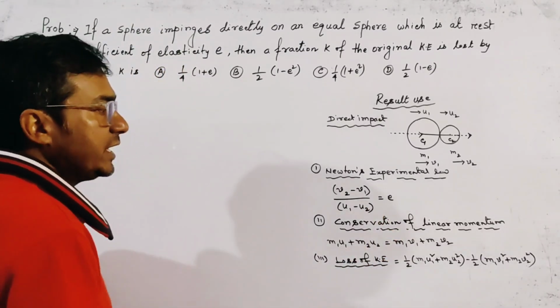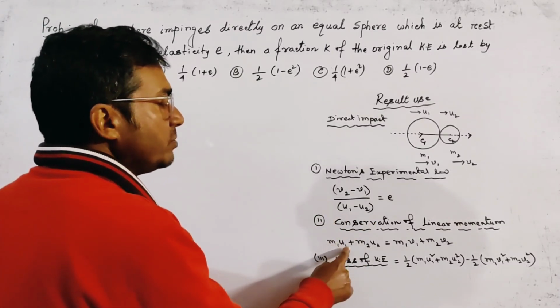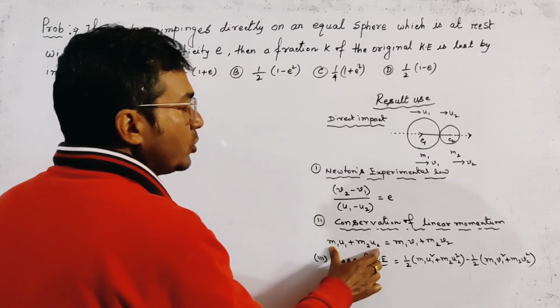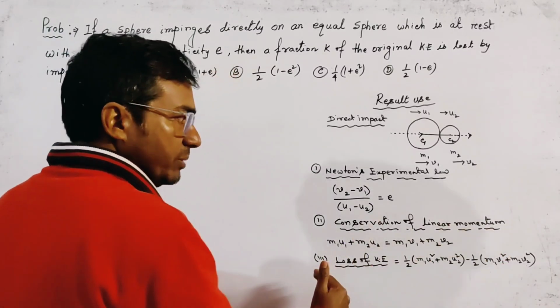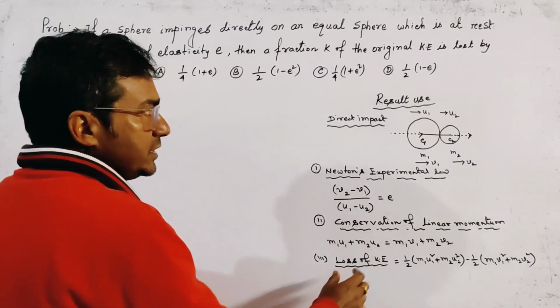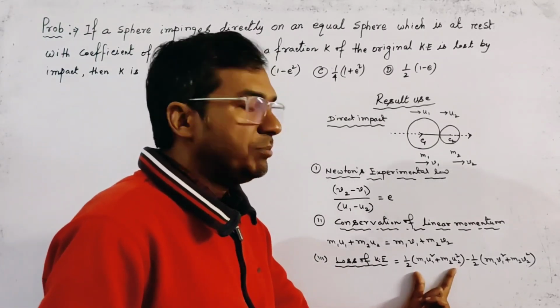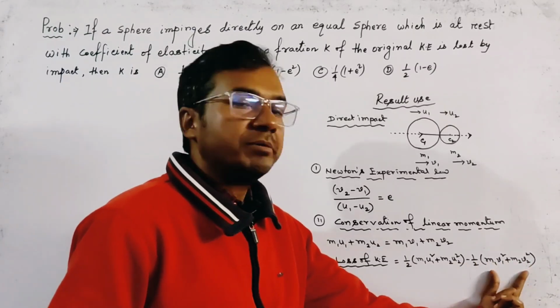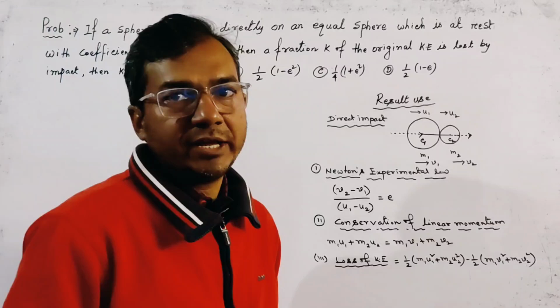The second result is conservation of linear momentum. This is a very easy result: m1 u1 plus m2 u2 before impact is the same as the linear momentum after impact. And the loss of kinetic energy is given by the kinetic energy before impact minus the kinetic energy after impact. So the difference is the loss of kinetic energy, right?